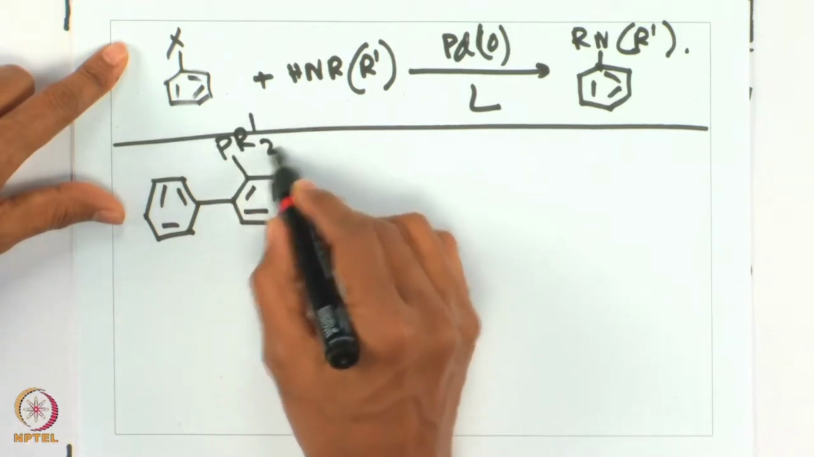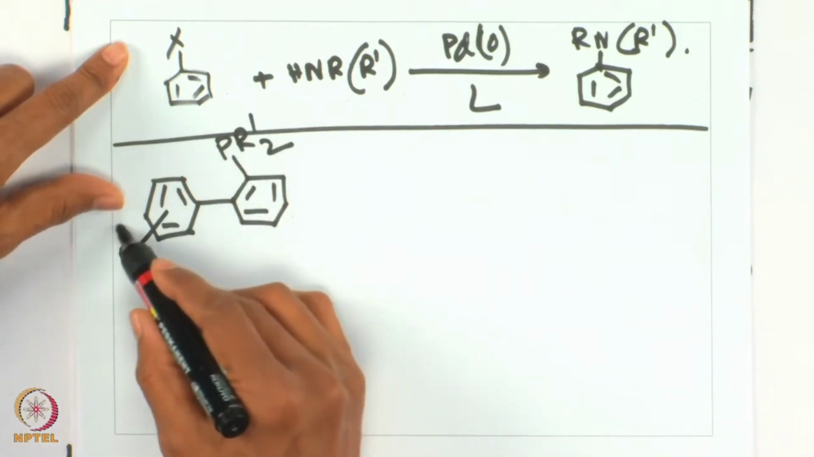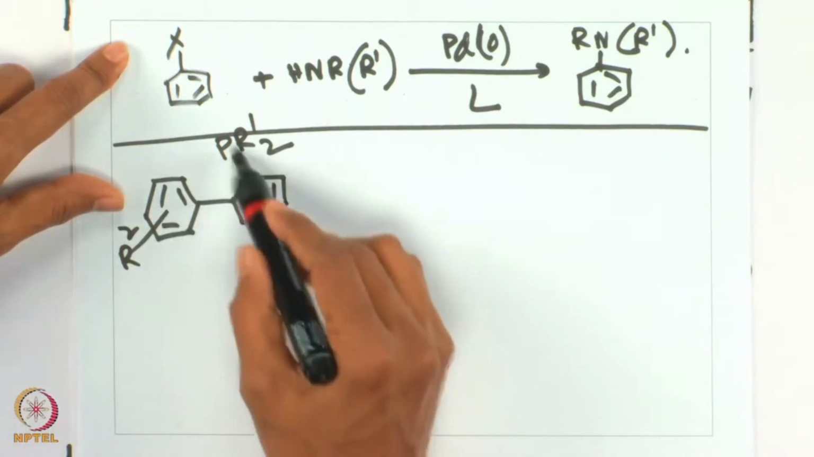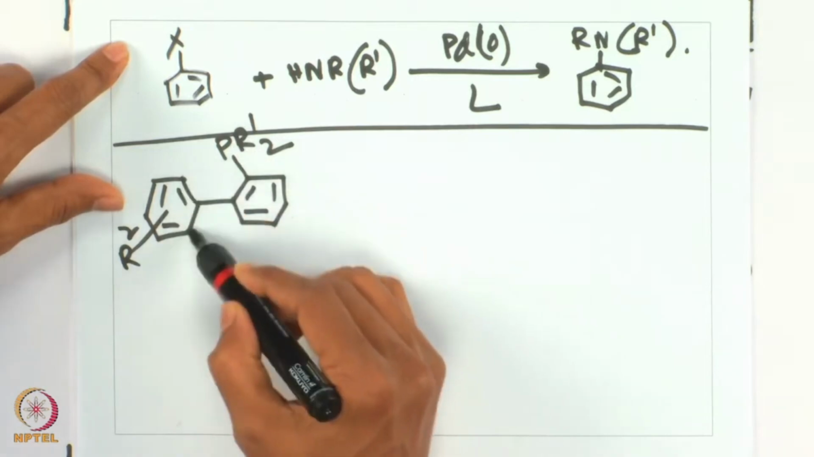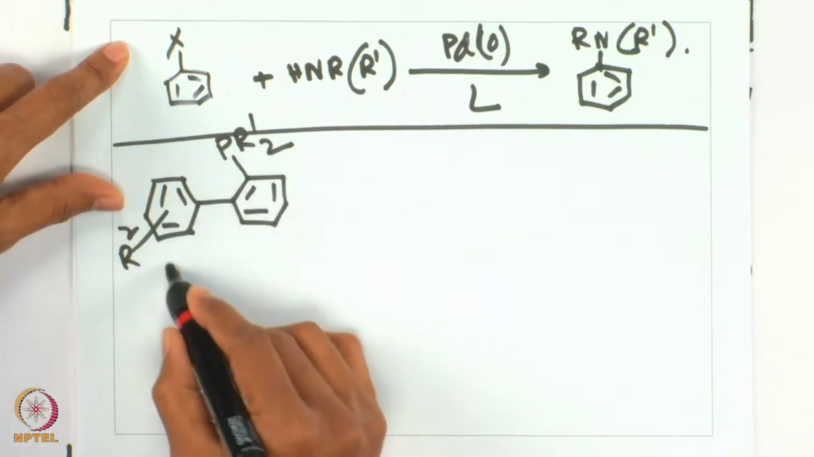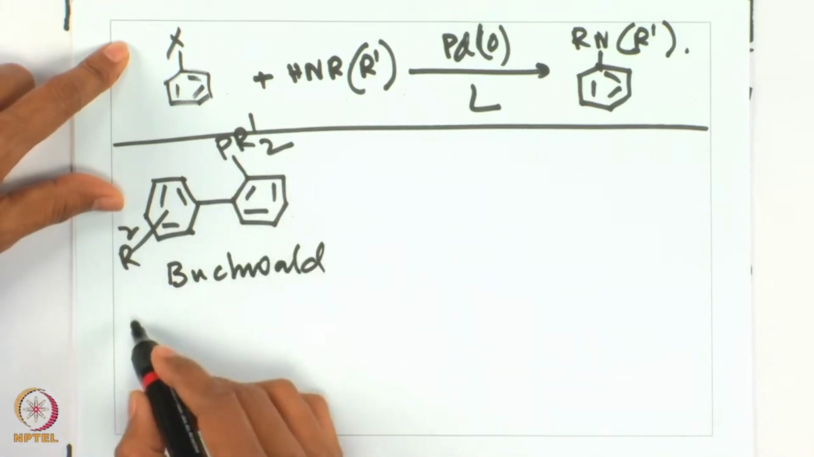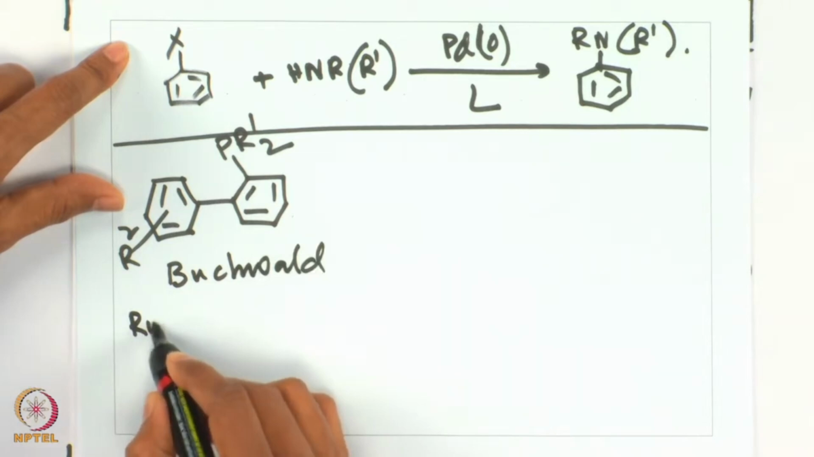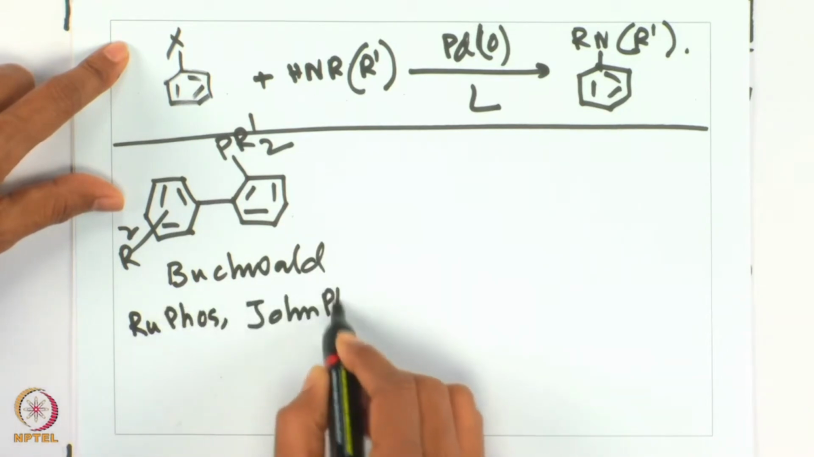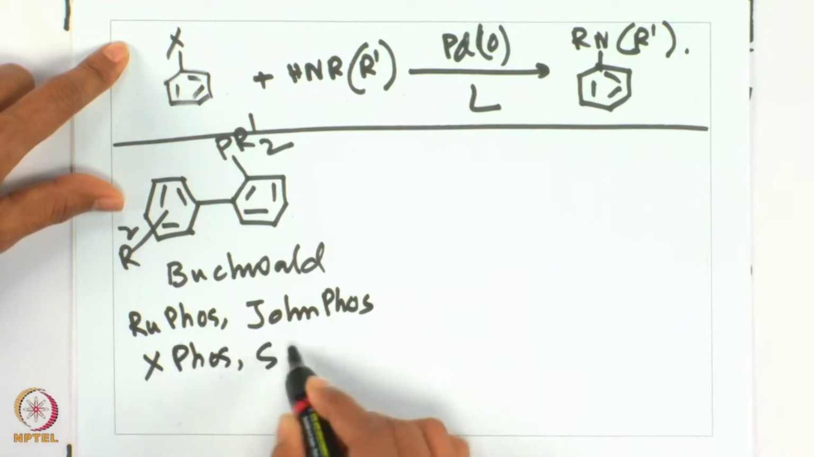In one case we will be discussing today, we have different R groups in here. So, we have a biaryl. So, this is a biaryl phosphine ligand. There are substituents at various positions of this phosphine ligand. So, these are the ones used by Buchwald, and the famous ligands are for example RuPhos, JohnPhos, XPhos of course and SPhos, etc.